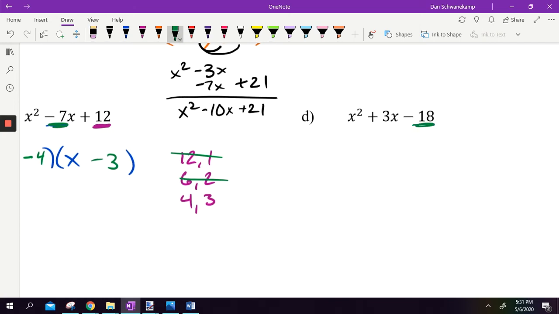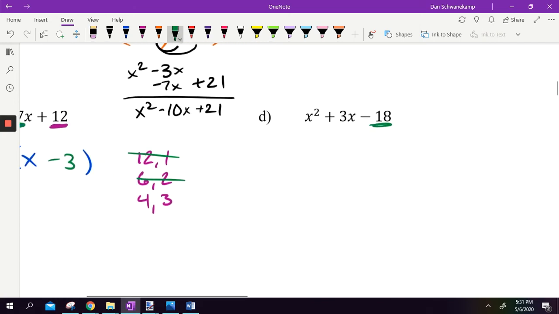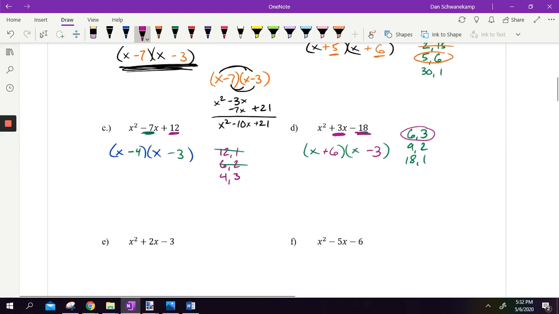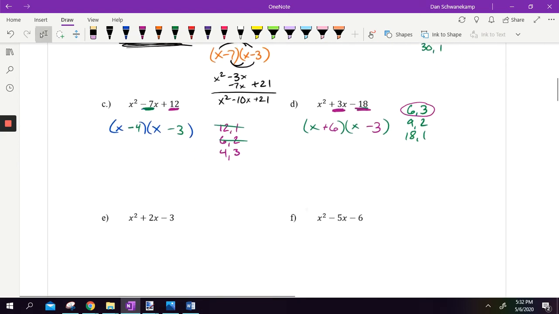Part D, two numbers multiply together to get me 18. 6 and 3, 9 and 2, 18 and 1. They got to multiply to get negative 18, add to get 3. Now, how about those two? X plus 6 and x minus 3. If I add them together, that will get me 3. If I multiply them together, that gets me negative 18. Boom, I got it. That's it.